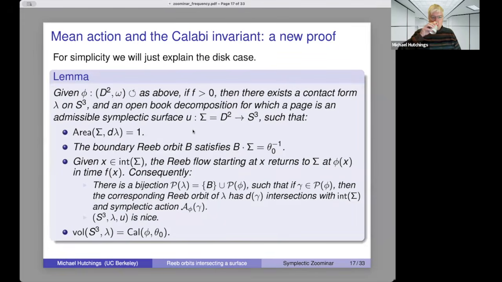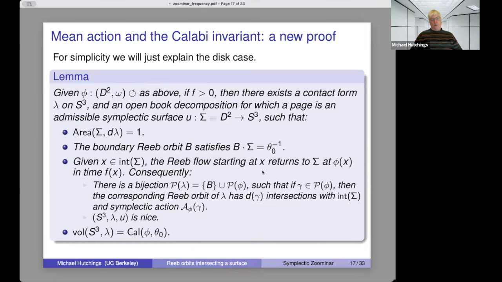The lemma to get started is that if I have an automorphism of the disk, and if I further assume that the function f is everywhere positive, then I can make a contact form on S3 with an open book decomposition where the page is a disk. The area of the disk is 1. The boundary Reeb orbit, its intersection number with the disk, in my sort of weird sense, is 1 over theta 0. And the return map from the disk to itself is described in terms of phi.